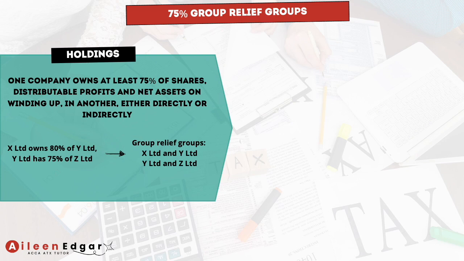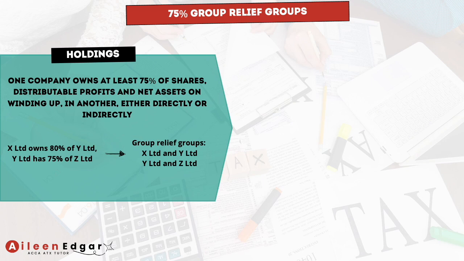So how do we find that out? We multiply the 80% by 75% and that's how we get the 60%. But Z Limited could be in a separate group relief group with Y Limited because they have at least a 75% relationship between those two companies.